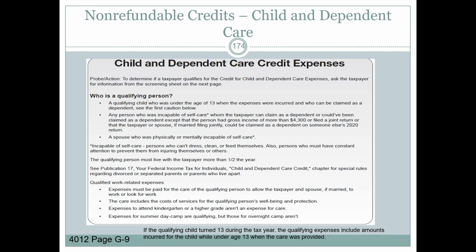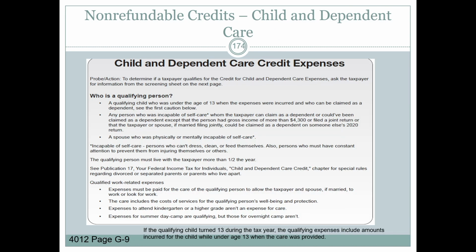Also, any person who was incapable of self-care whom the taxpayer can claim as a dependent or could have been claimed as a dependent except the person had gross income of more than $4,300 or filed a joint return, or that the taxpayer or spouse, if married filing jointly, could be claimed as a dependent on someone else's 2020 return, or a spouse who was physically or mentally incapable of self-care. The definition of incapable of self-care is persons who can't dress, clean, or feed themselves.